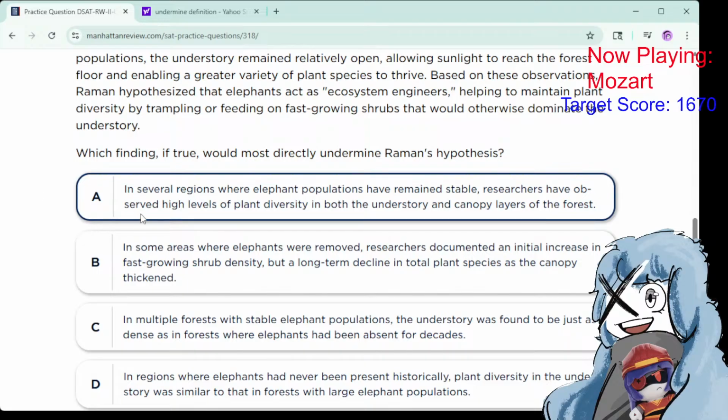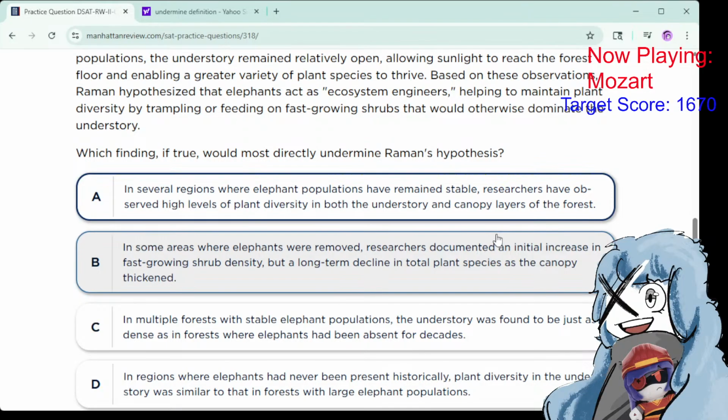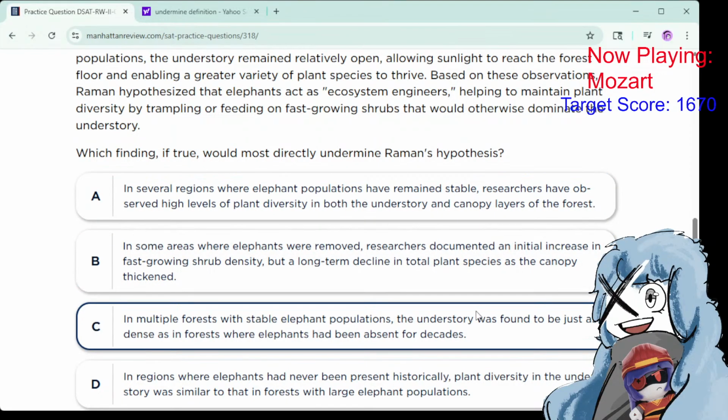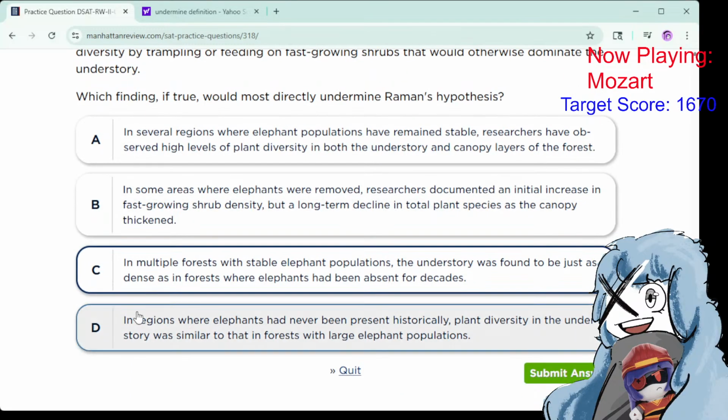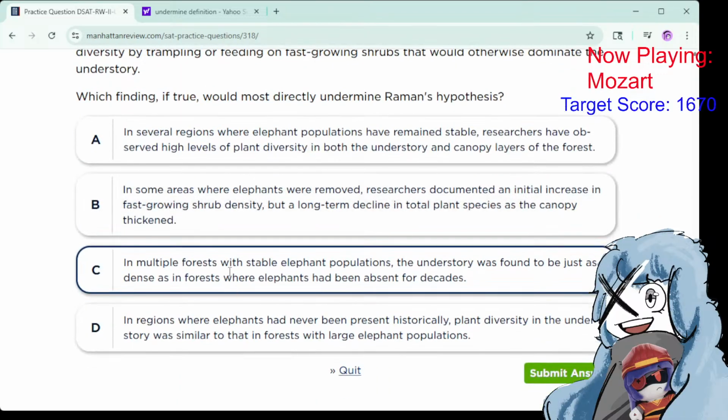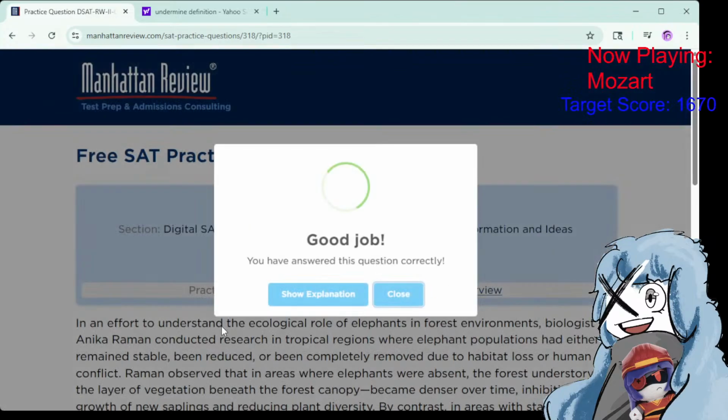Oh wait, A is obviously wrong. A is so wrong, oh my god. I need to read more carefully, jeez. Yeah, A proves it, B proves it. In multiple stable understory was found to be just as dense as in forests that have been established for decades, in regions that have never been present historically. I say C because D is about never having been present historically. So let's see. Yeah.